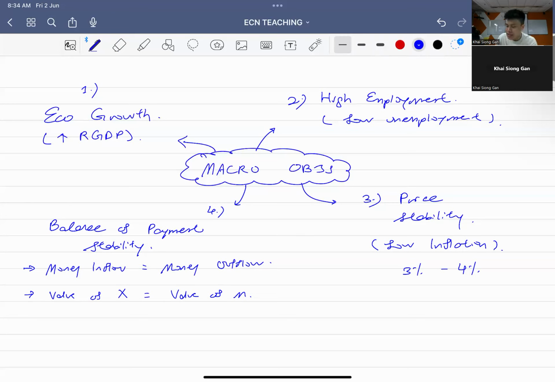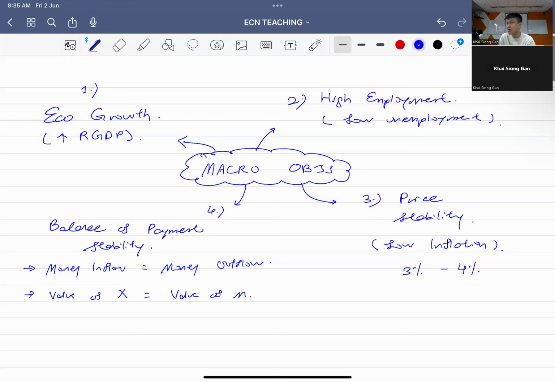So therefore these are some of the macro objectives that the government always tries to aim for in the country. Of course, if one day in the final exam they ask you to list out some macro objectives or to explain any macro objective, you can bring in some extra ones. For example, maybe you learned about poverty. So you say that reducing poverty, tackling poverty, is also another macro objective.